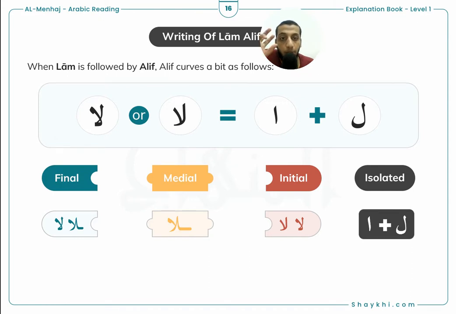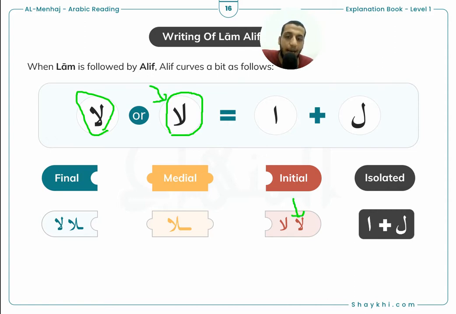I want to make this clear because a lot of students, when they see this shape or this shape, ask me, please, what is that letter? I didn't see that letter before. No, this letter is lam followed by alif, in the initial form, in the middle form, and in the final form. Okay, so please don't forget that.